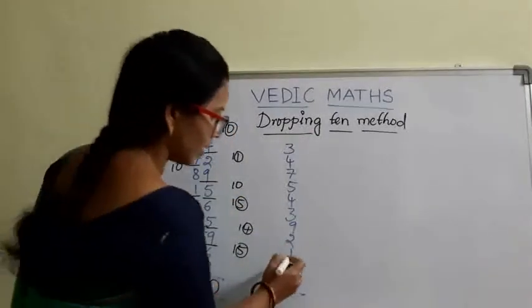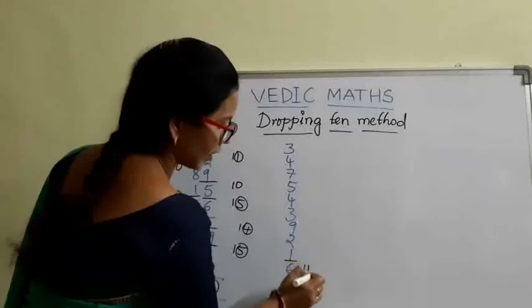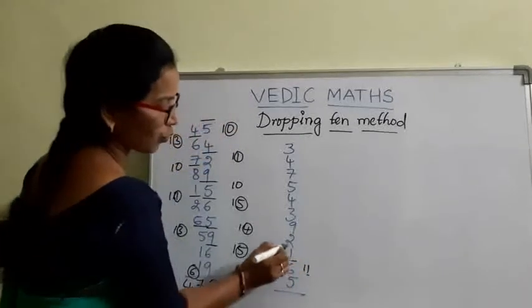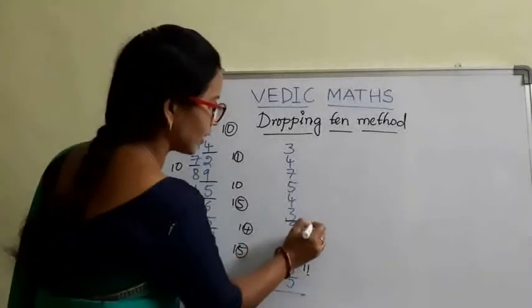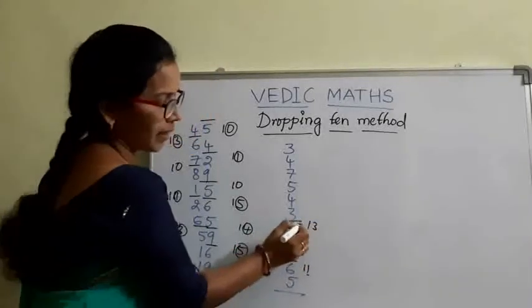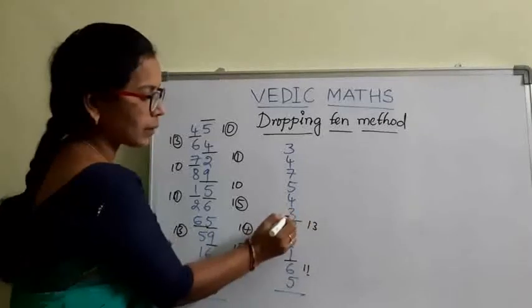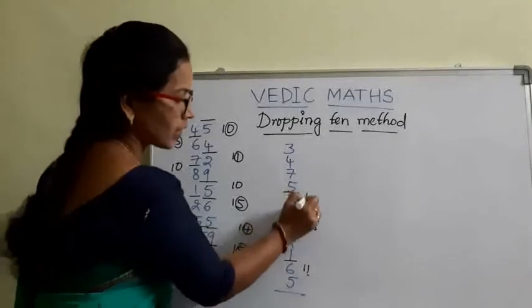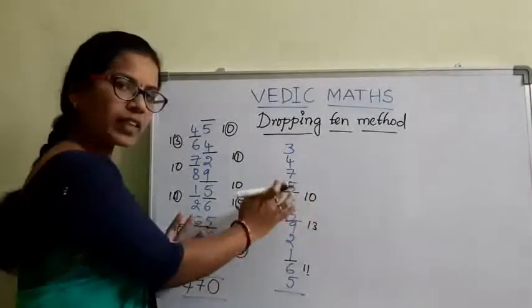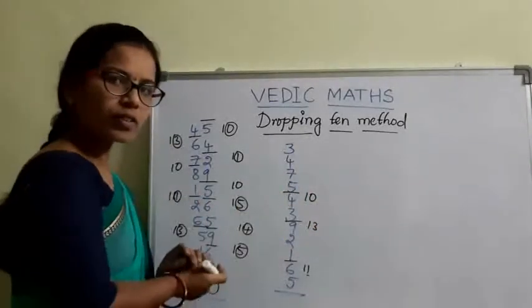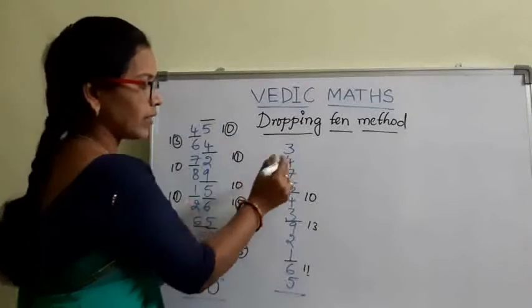5 plus 6, 11. Drop 10 and carry 1 to the next number. 1 plus 1, 2. 2 plus 2, 4. 4 plus 9, 13. Drop 10. Carry 3 to the next number. 3 plus 3, 6. 6 plus 4, 10. Drop 10 and start freshly. Why? Because 0 plus 5 is also 5, so start freshly. 5 plus 7, 12.